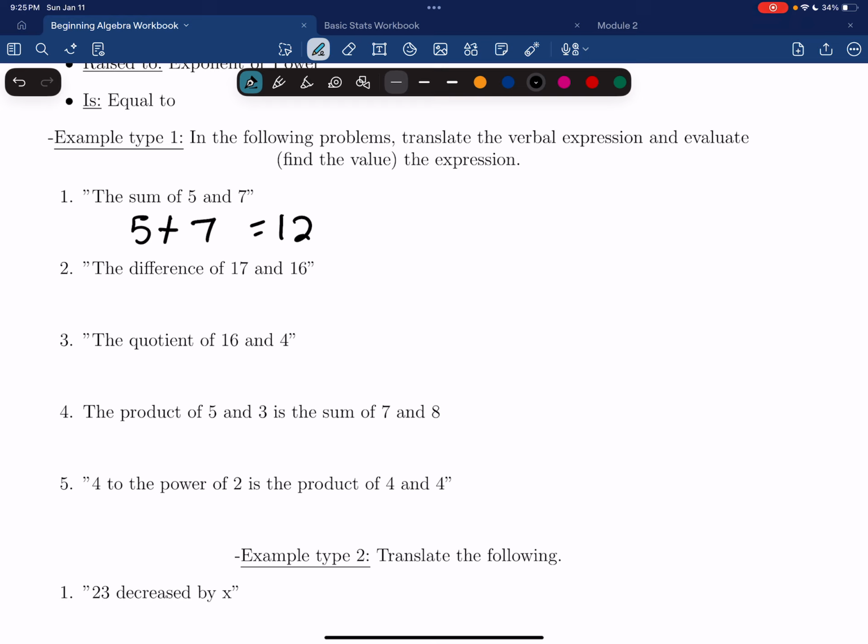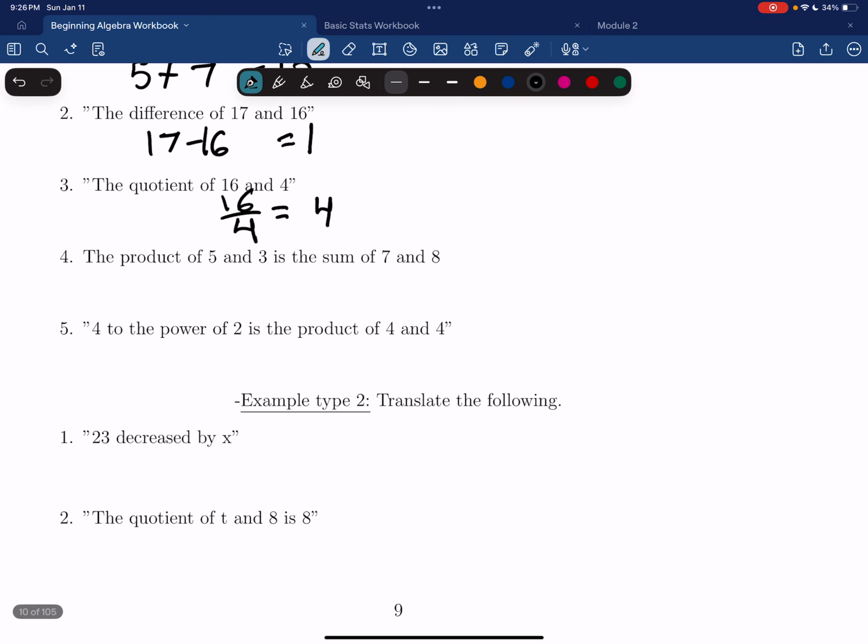For example number 2, we have the difference of 17 and 16. Recall, difference means subtraction. So we're going to do 17 minus 16, and that just evaluates to 1. Example number 3, we have the quotient of 16 and 4. Looking at our definitions, quotient means division. So we're going to do 16 divided by 4, and that just equals 4.